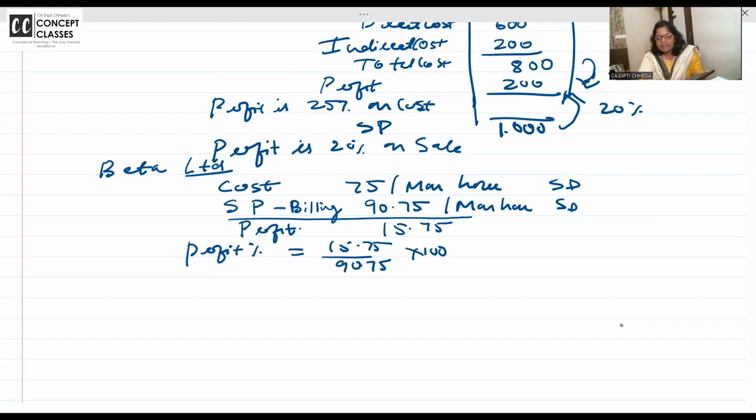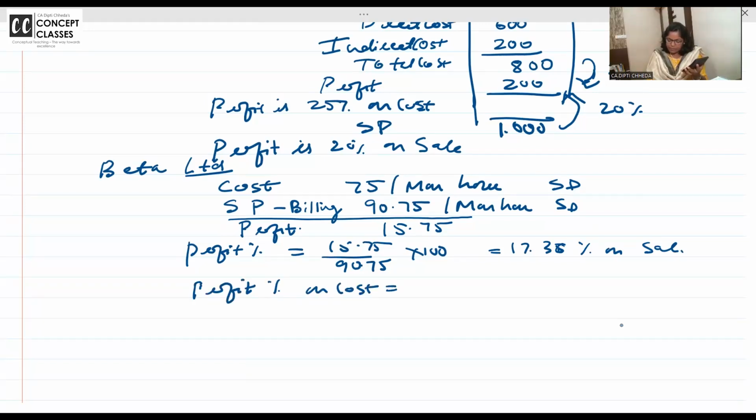कितना परसेंटेज आ रहा है? 15.75 डिवाइड बाय सेलिंग प्राइस पे देखो, अराउंड 17.36% ऑन सेल, जबकि 20% है. एंड व्हाट इज द प्रॉफिट परसेंटेज ऑन कॉस्ट? कॉस्ट पे भी देख लो ना, 15.75 प्रॉफिट है, 75 कॉस्ट पे. ऐसा लग रहा है आपको कि हम इनकम टैक्स की जगह कॉस्टिंग के क्लास में चले गए हैं? तो नो प्रॉब्लम, 21%.